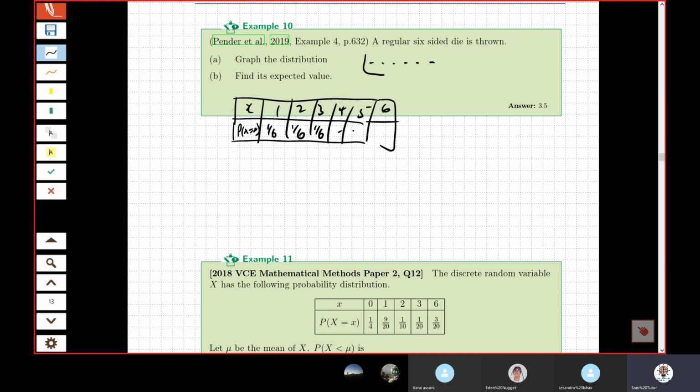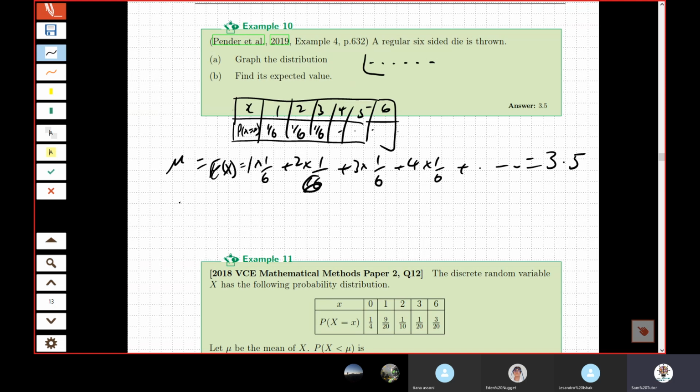And I think it's fair to say we know that the expected value by now is 1 times 1 on 6 plus 2 times 1 on 6 plus 3 times 1 on 6 plus 4 times 1 on 6. And the answer to that should be 3.5.